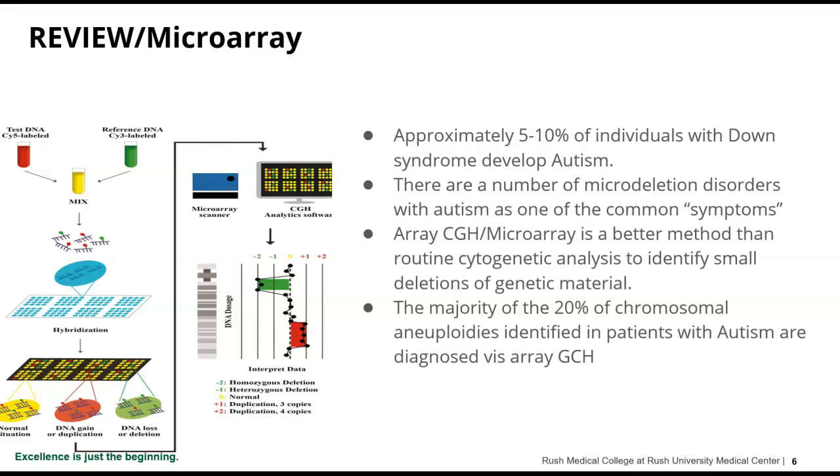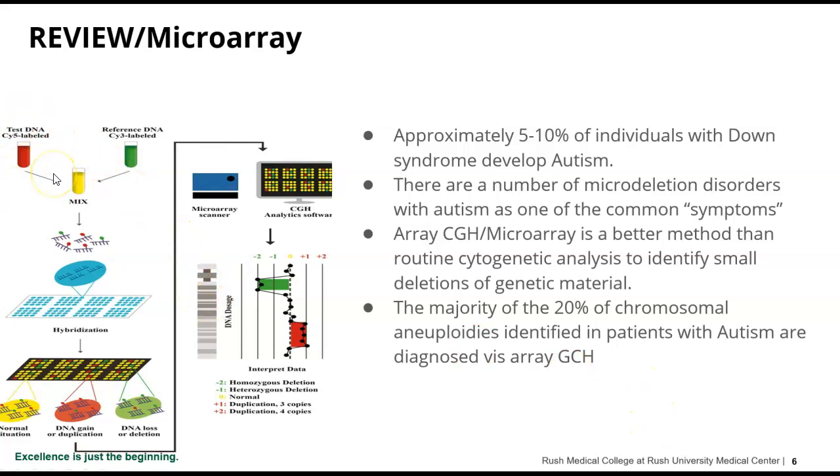Just as a quick review of microarray or array CGH, first of all, I want to talk about chromosomes quickly, which is 5 to 10% of children with Down syndrome will develop autism. We're not sure why, we just know that they do. There are a number of microdeletion disorders or small pieces of genetic material missing that can result in autism, and array CGH is the best method over chromosomes to look for this. Approximately 20% of patients with autism will have an abnormality on the chromosome microarray.